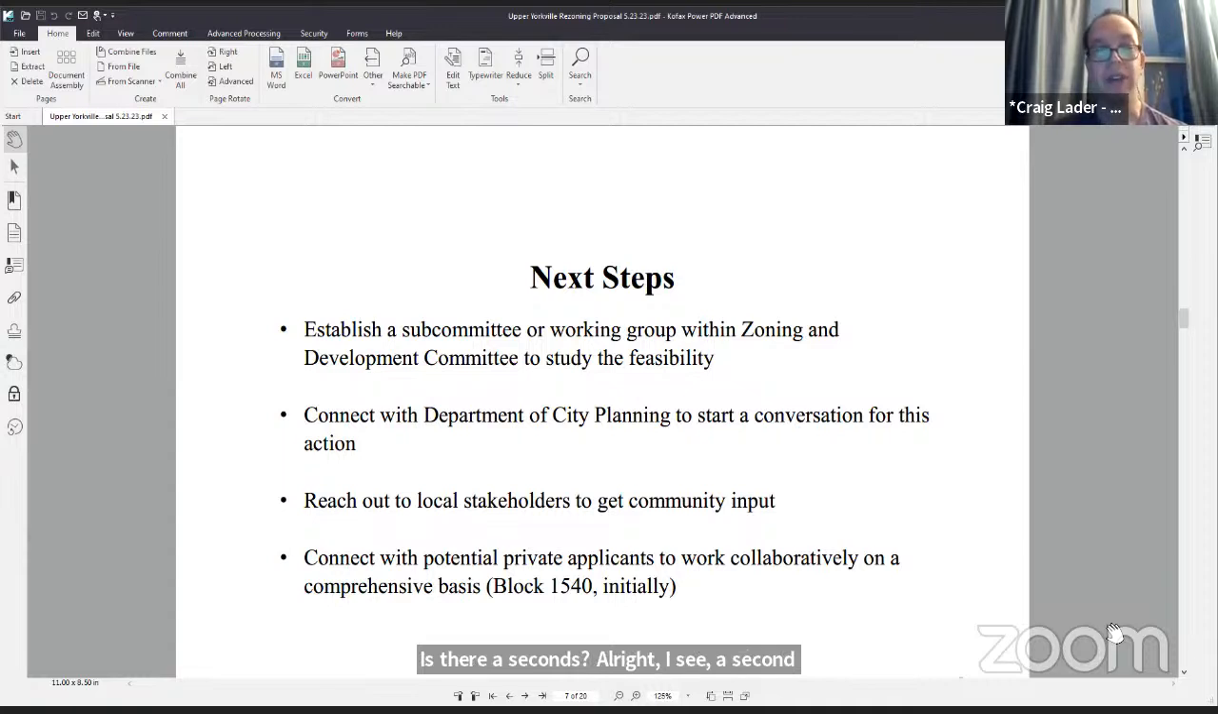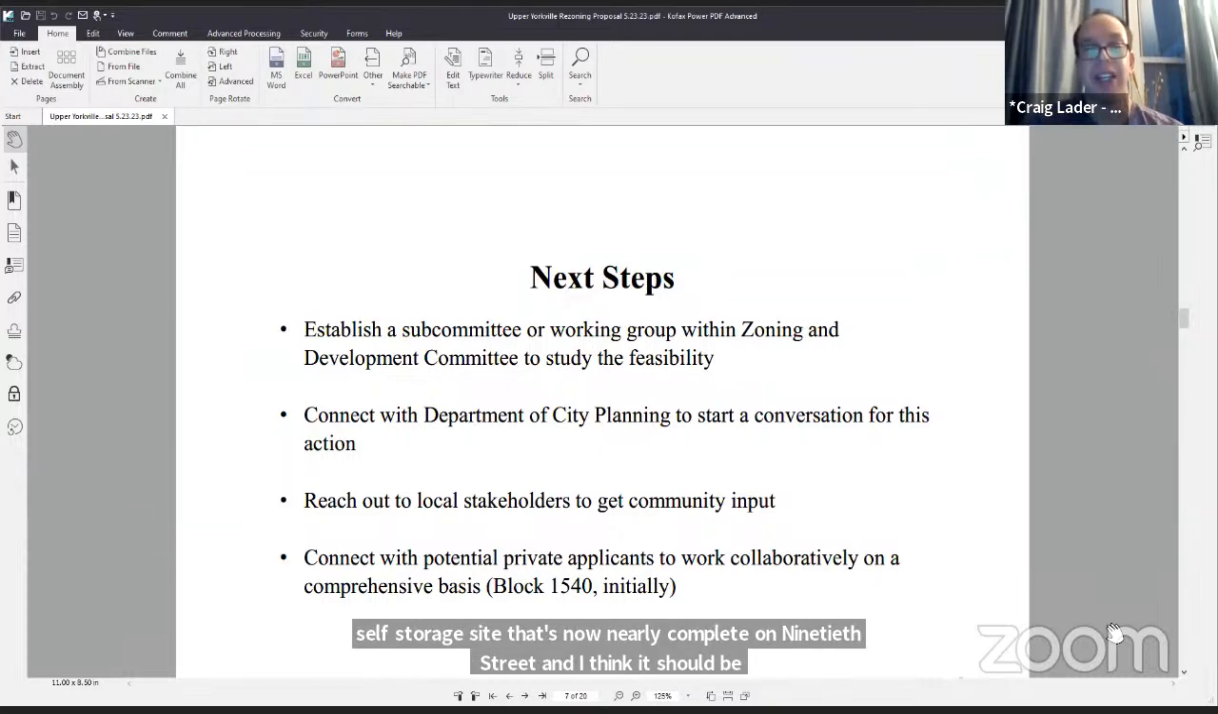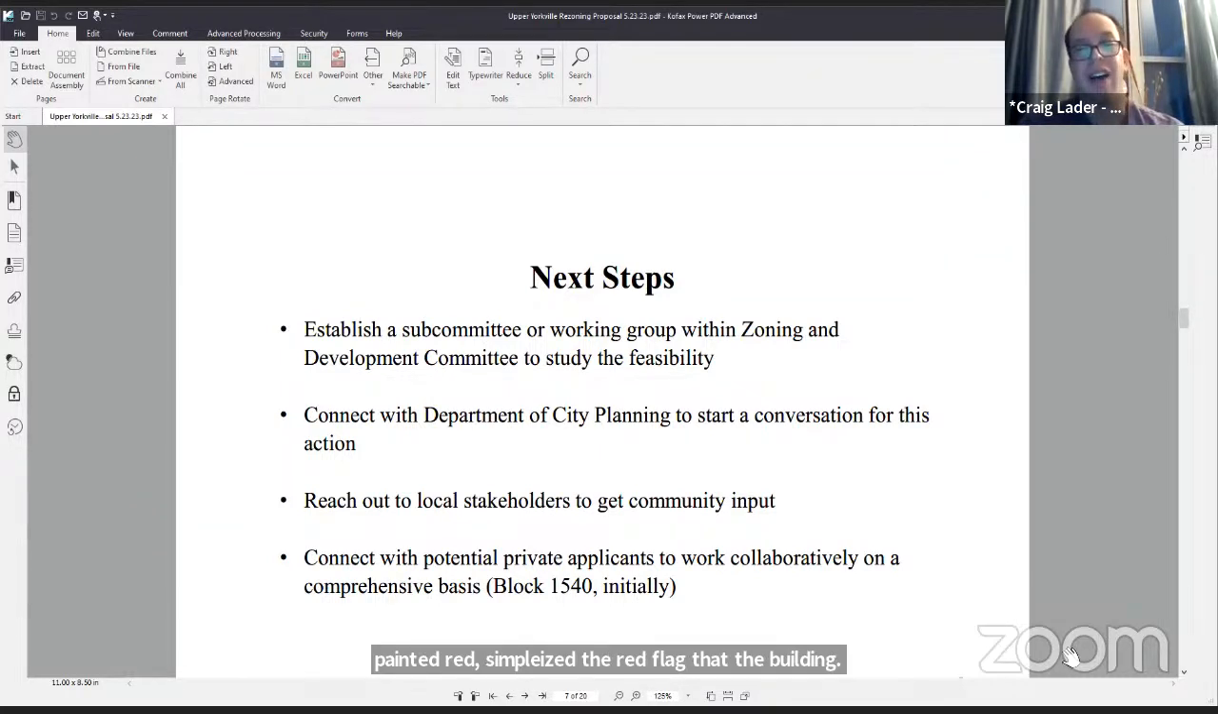So first off, I just want to thank Adam so much for spearheading this proposal. And just to provide a little context, I live a block away from the self-storage site that's now nearly complete on 90th Street. And I think it should be painted red to symbolize the red flag that the building is really, in terms of being of completely inappropriate use on that particular block. And I fear that if we don't soon act, we'll miss the opportunity to prevent other sites from being built up with uses that we don't really need, as opposed to the housing that we most desperately need.